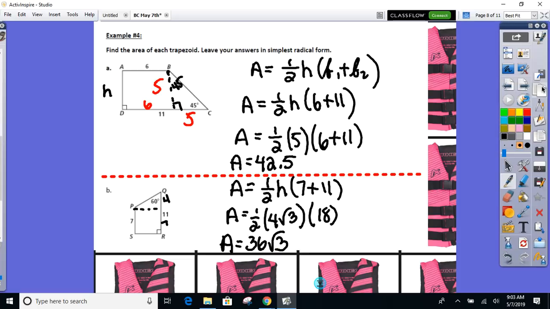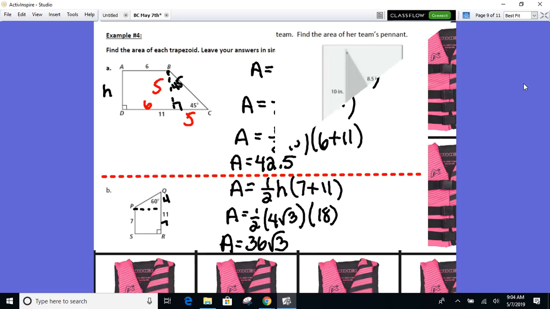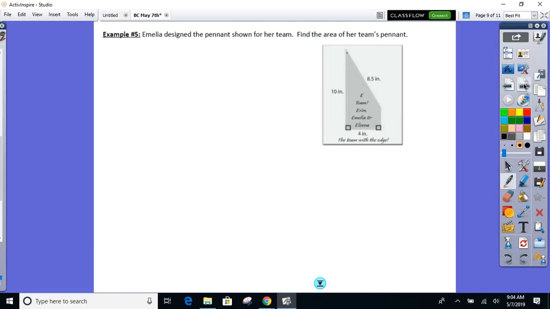All right. This one's going to be a little bit tougher. Find the area of Amelia's team pennant. Okay, within your group there, it's a little bit tougher than what we've been doing. It is a trapezoid. You only have one base of 10. You have no second base and no height. So I'm interested to see where you're going to go from here. I'll give you guys a couple minutes, not too much time.